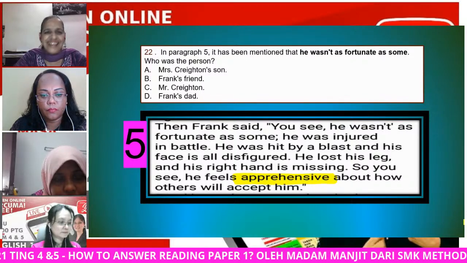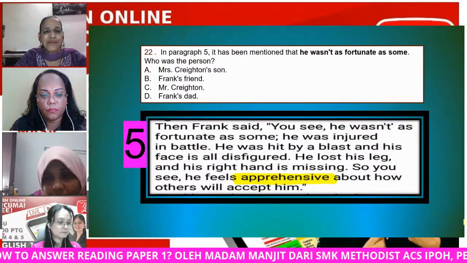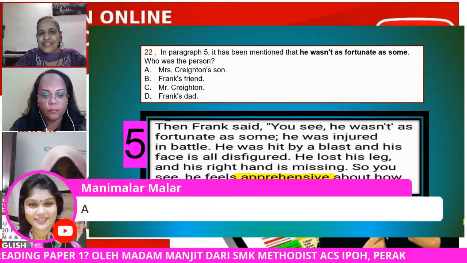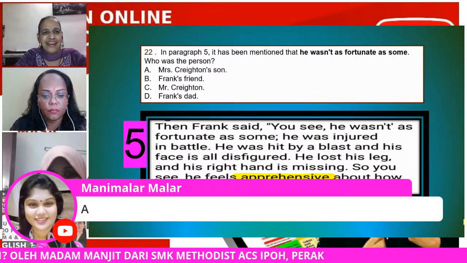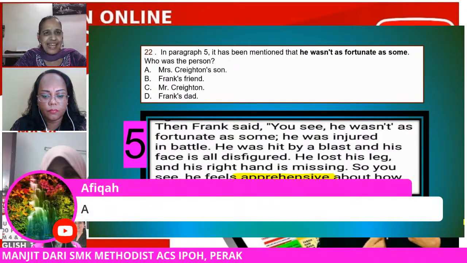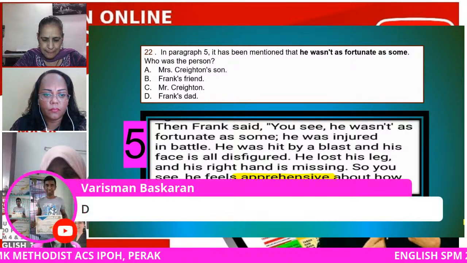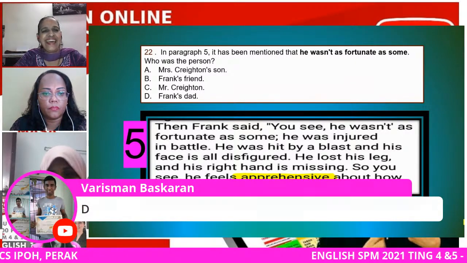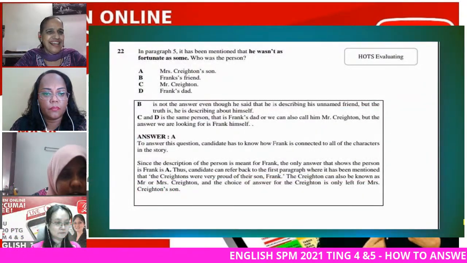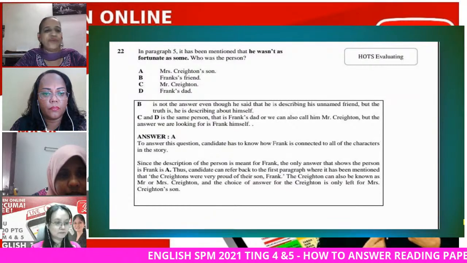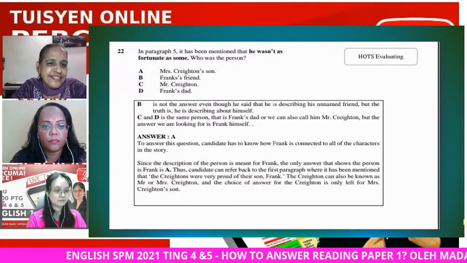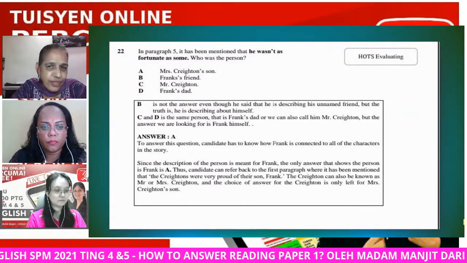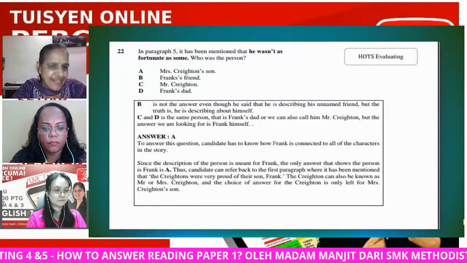Yes. So from here we can get the answer because we have the text. We can read. So the answer is what? Okay, students, what is the best answer they gave? Mostly answered A. Yes. Okay, the answer is A. This one no need to answer lah, you all will know. Since the description of the person is meant for Frank, the only answer that shows the person is Frank is A.